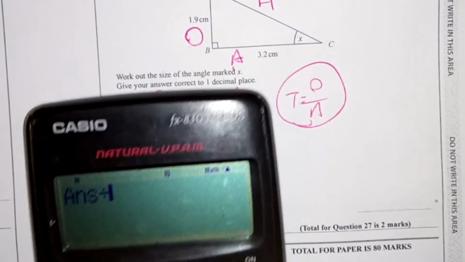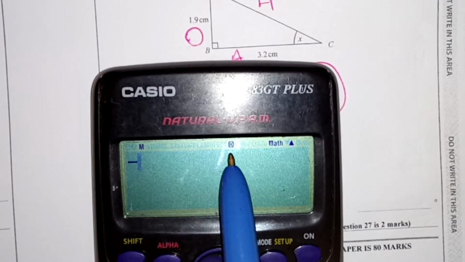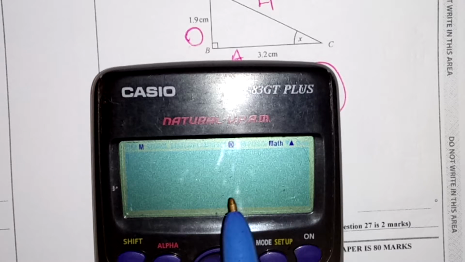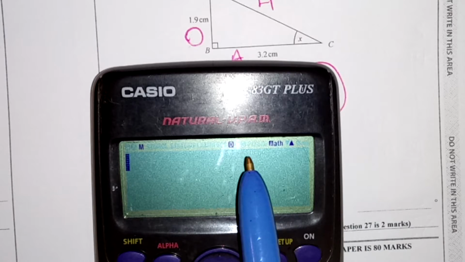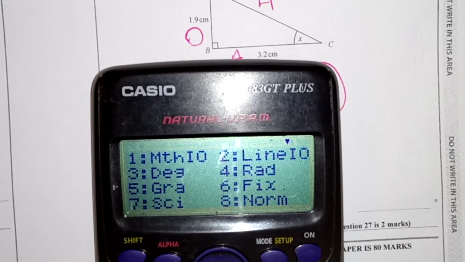Right, grab your calculator. Okay, check that it's in degree mode. This is a D here. There might be an R there or a G there. If there is, put your hand up, ask the teacher for help because we need D for degrees. If you have something else, you put mode and shift and you press 3 to get your degrees.